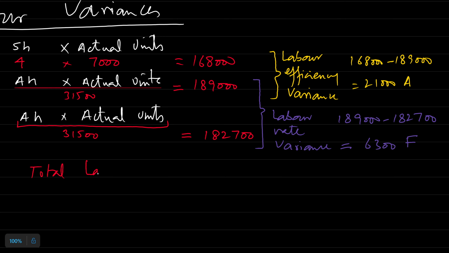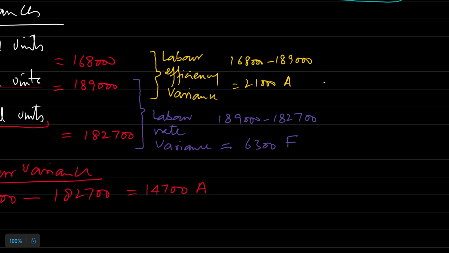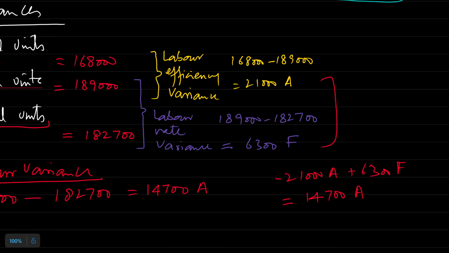Total labor variance can be calculated by subtracting the first line's answer from the third line's answer. 168,000 minus 182,700, which is equal to 14,700 adverse, or from the above two answers it will be 21,000 adverse plus 6,300 favorable, and again it will be 14,700 adverse.